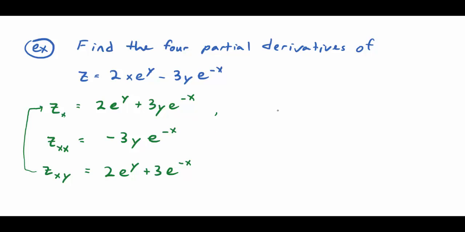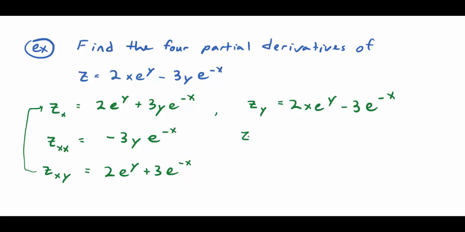Okay. Now over here, the only kind we haven't found is when you take the derivative with respect to y first. So go back. What's the derivative with respect to y? 2x e to the y. That's a good start. 2x e to the y minus 3e to the negative x.